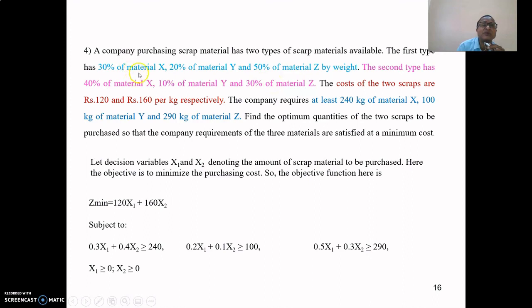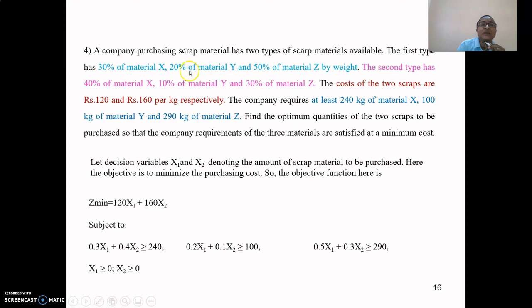Now, similar to the earlier problem, we have to write these constraints using the percentages given, that is 0.3 x1 plus 0.4 x2 for B. And here the word is minimum quantity has to be purchased so that the cost will be minimum, so the inequality is greater than type. How much quantity should be bought of X is at least 240. You see the word at least, so the inequality is greater than or equal to 240.